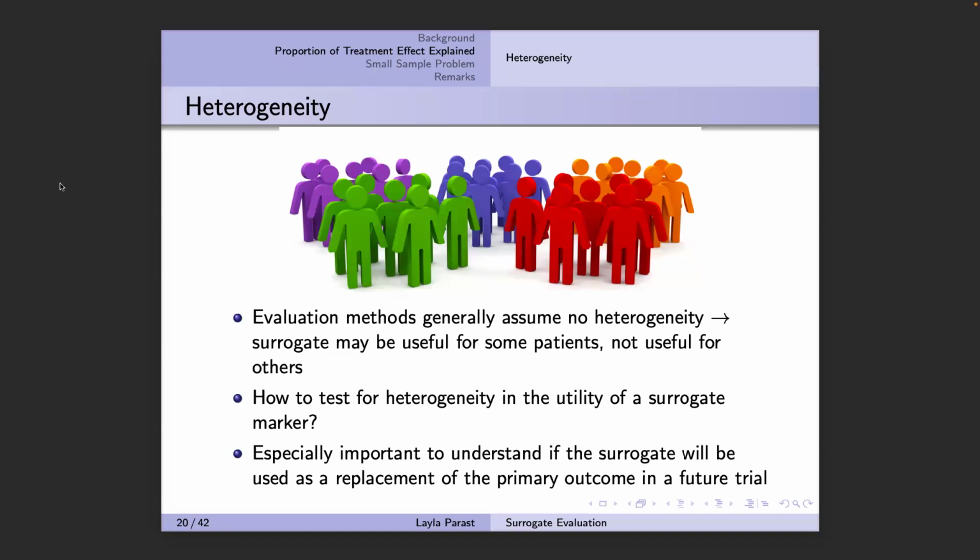This is especially important if you're talking about using the surrogate in a future trial, which again is the entire point of everything that we're doing: we want to identify surrogates so that we can use them in a future trial. But say you have a surrogate and it's good, however you define it, my framework or someone else's, it's good for older patients but not so good for younger patients. And it just so happens that your next study is all younger patients, and you either didn't know about this heterogeneity or you knew about it and ignored it, and you did use the surrogate marker to replace the primary outcome. Bad things could happen. So it's really important.